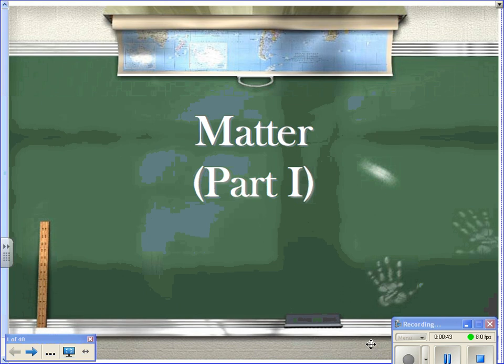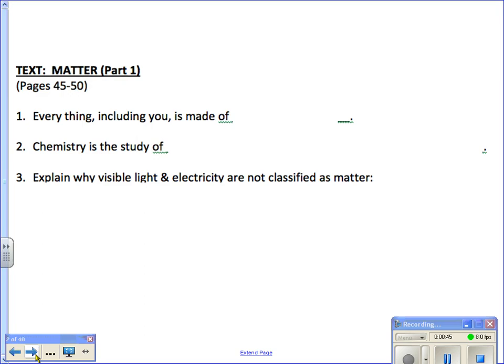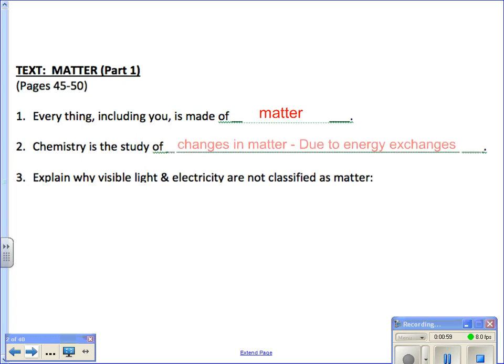So, Matter Part 1. Everything, including you, is made of matter. Chemistry is the study of changes in matter. Now, these changes are due to an exchange of energy. Remember, we've already looked at energy in forces in motion and in electrical energy. So here we have changes in matter due to either adding energy or removing energy from matter to make it change in some way.